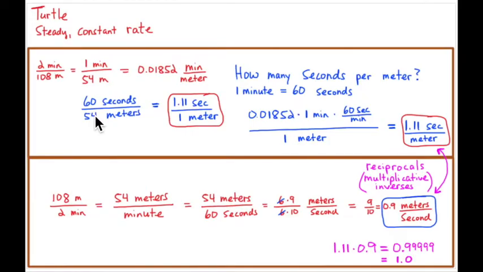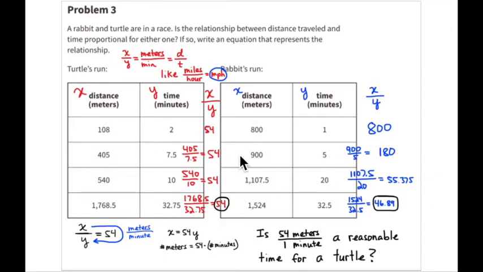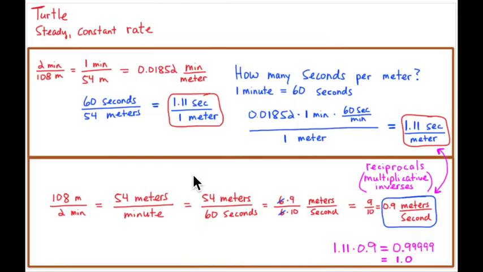Now, it's even easier to look at this problem instead of looking at minutes, meters per 1 minute. What is this per second? How fast is, and let's just look at the turtle now, how fast is the turtle moving each second? To figure that out, change this 1 minute to 60 seconds.